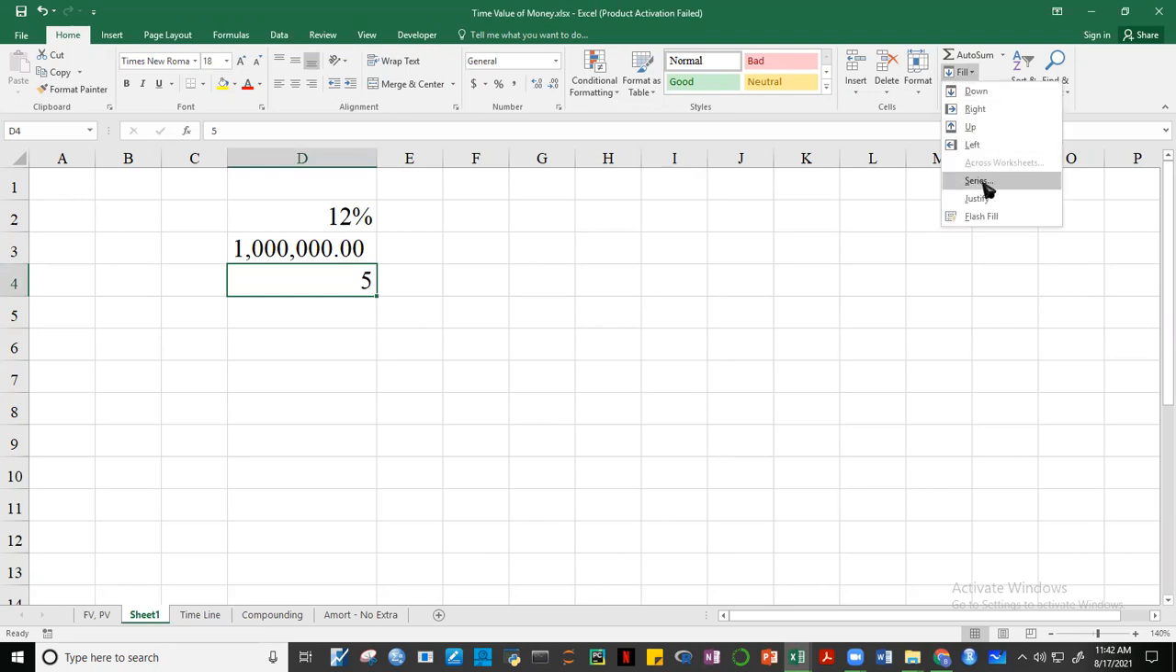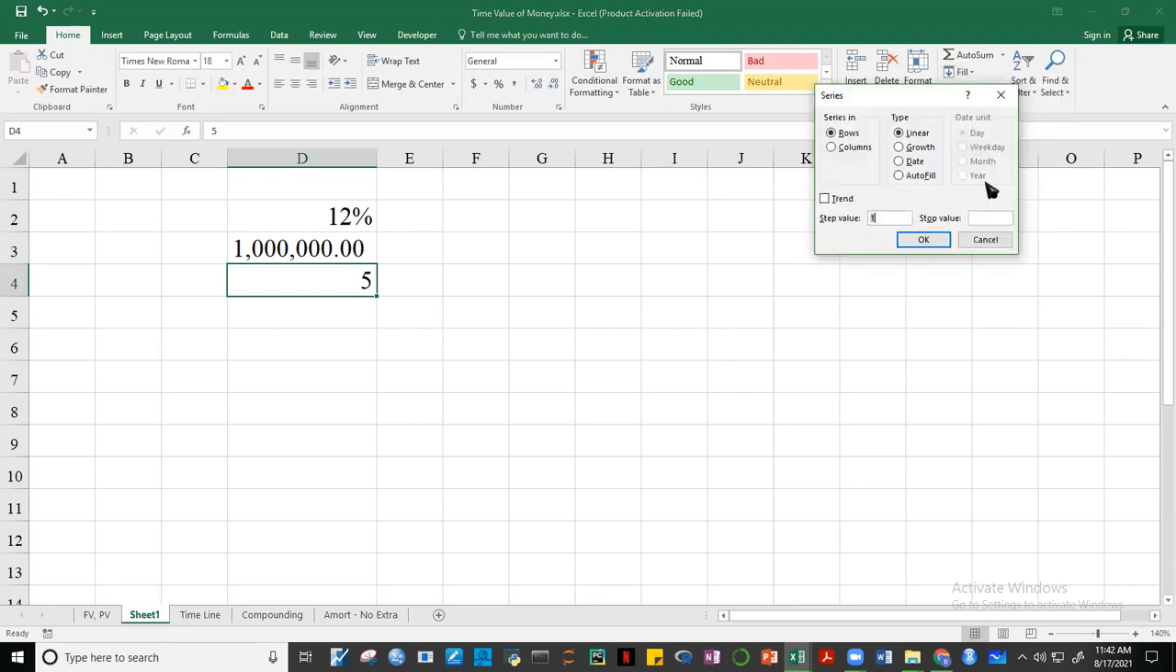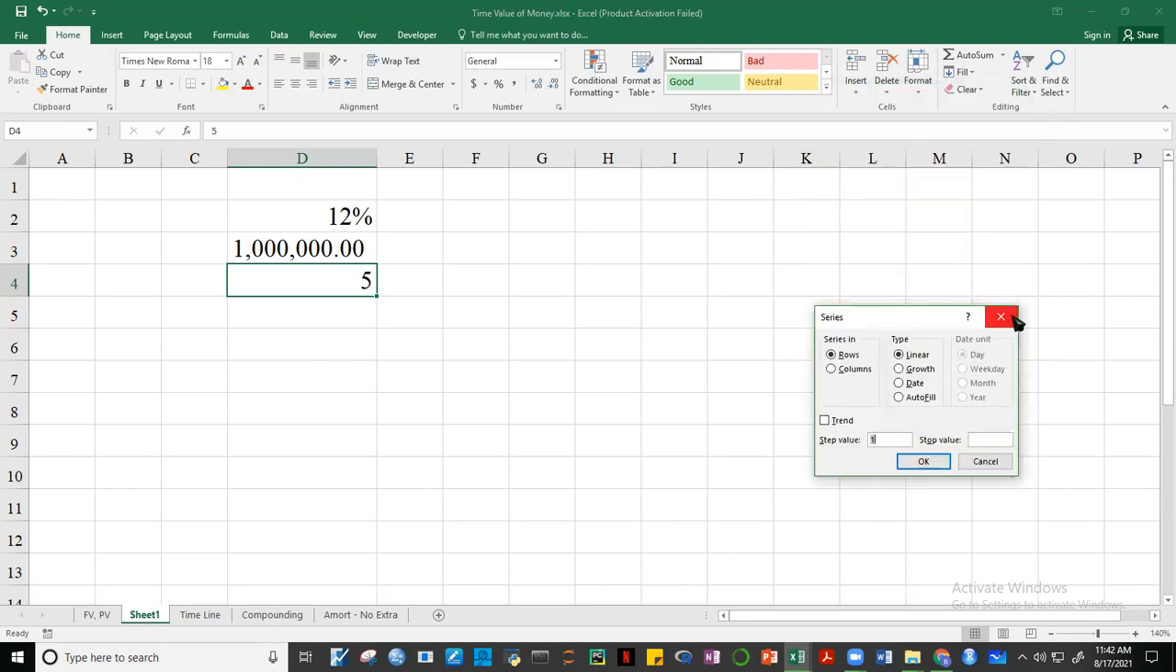And then go to Series. Okay, so we can now create several series. Pwede ka pang either in rows or columns yung series natin. Yung type pwedeng linear, pwedeng a certain growth factor, pwedeng growth. Pwedeng date, kung everyday ba yan, o weekday, o month, o year, we can create a series like that. Or pwedeng autofill. Okay, so let's go to linear kasi by 5 yung increment natin.